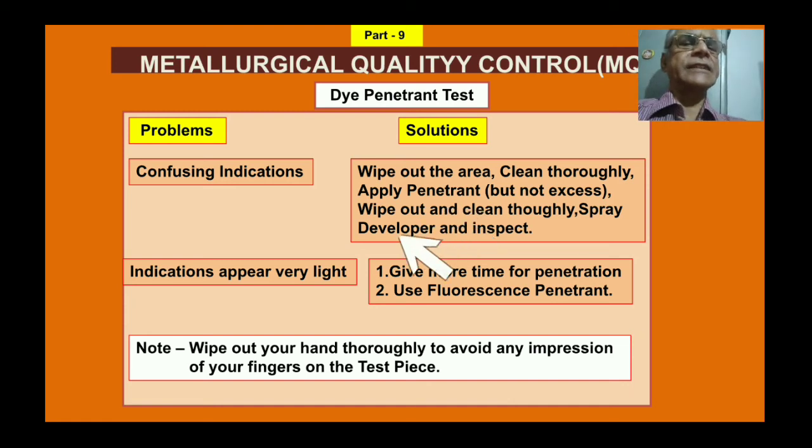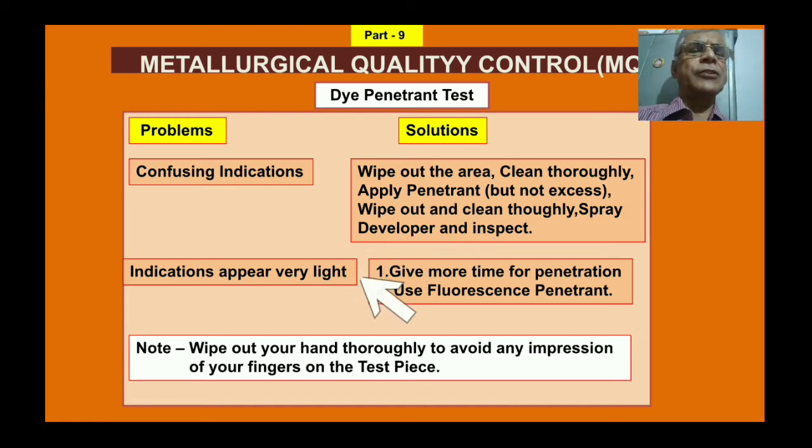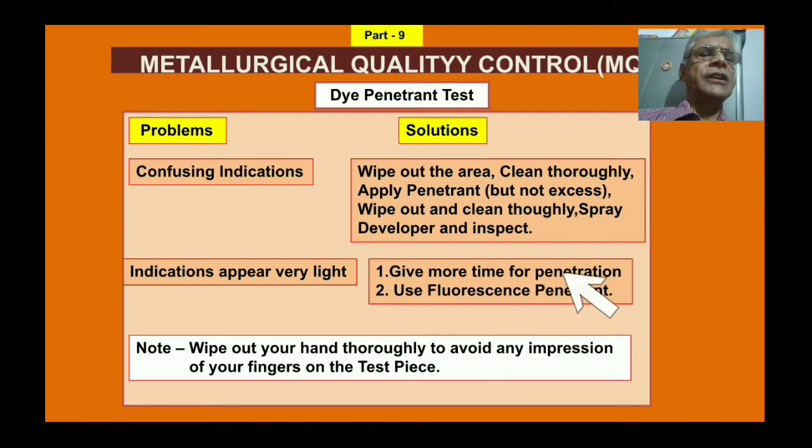Then, indications appear very light. Sometimes indications are there, but they give only a slight indication, not very clear. In this case, give more time for penetration. Whenever you are giving the penetration, this time has to be increased slightly so that the penetrant goes into the cracks. Maybe due to production hurry, sometimes you spray the penetrant but wipe out very early. So this will again create confusion. So better give more time for penetration, but not more than whatever has been recommended by the manufacturer.